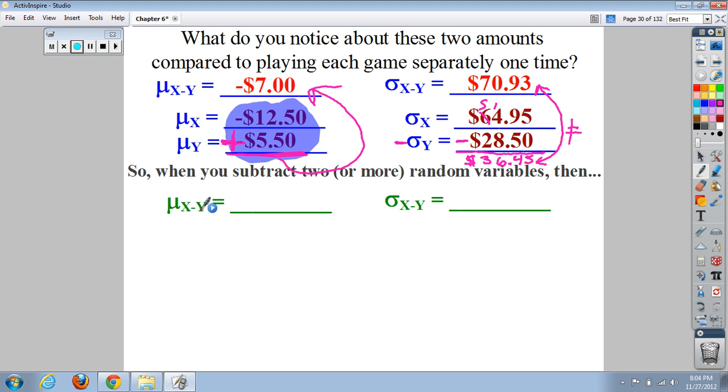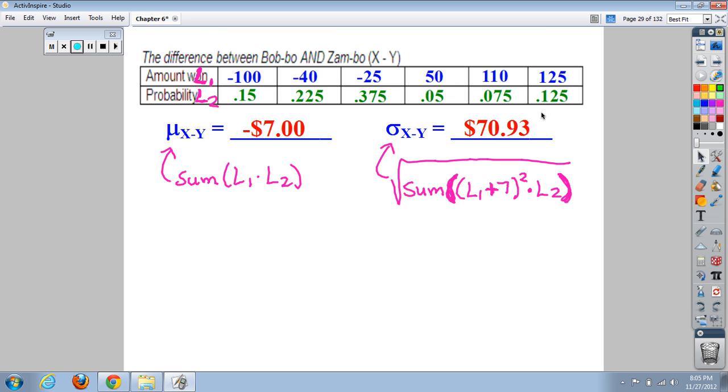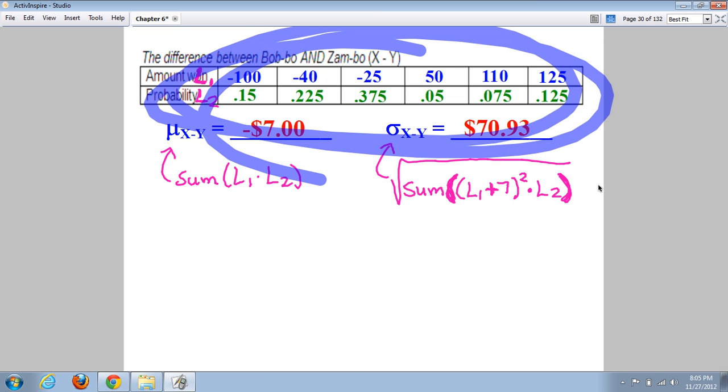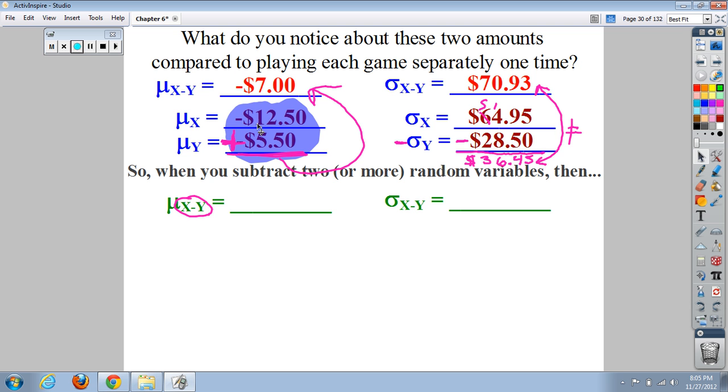So when we talk about means, if we want to subtract and do this overall, this new random variable x minus y, we don't have to do, again, all of this. This is completely unnecessary. Because all we really have to do is just subtract our individual means here. All you have to do is subtract the Babbo mean, subtract the Zambo mean, and that's the same as doing the whole new random variable x minus y.